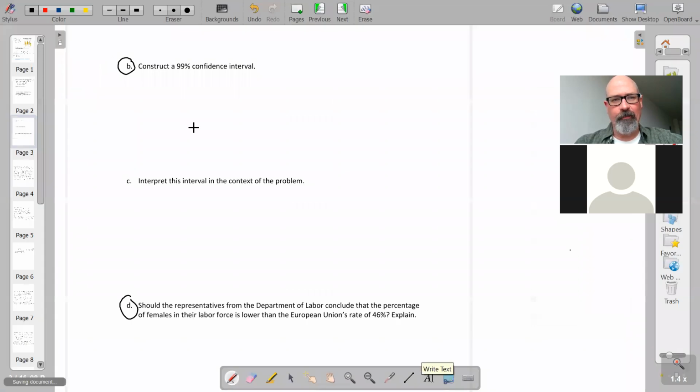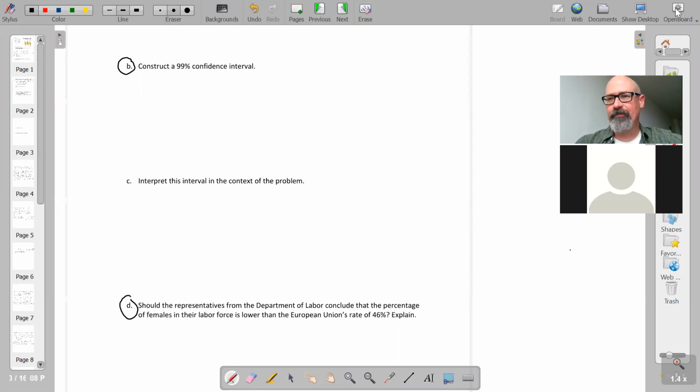All right, I think people are coming back into the main room. The rooms will close in a minute anyway. I'd like to try to finish up the discussion about this question about the confidence interval. So let me share the screen. I'm hoping the groups were able to come up with the interval, but the question that I would like to consider, I think this may be the last one. We were thinking about both B and D, the 99% confidence interval in this case, and then the question about the interpretation in context. Should they conclude that the percentage of females in the labor force is lower than the EU's rate of 46%?